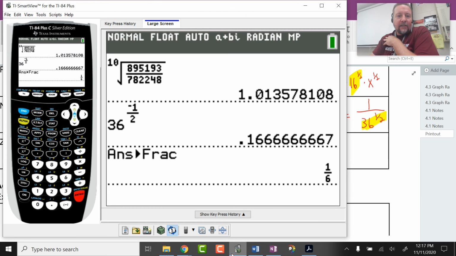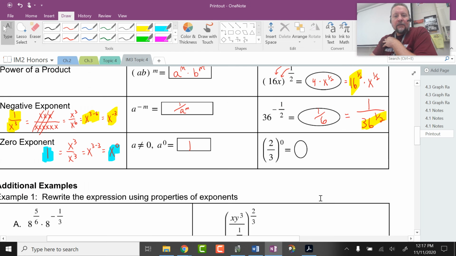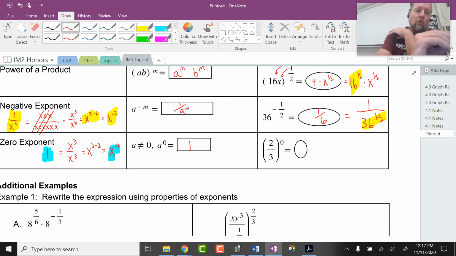And actually, in the other class, I did type that on the calculator. So here it is ready for you. 36 caret negative 1/2, 0.16666. Make that a fraction and it's 1/6. So there's proof that this is 1 over the square root of 36. That's what ends up happening behind the scenes. Hopefully you don't have to use your calculator all the time because then it makes you not know rules.